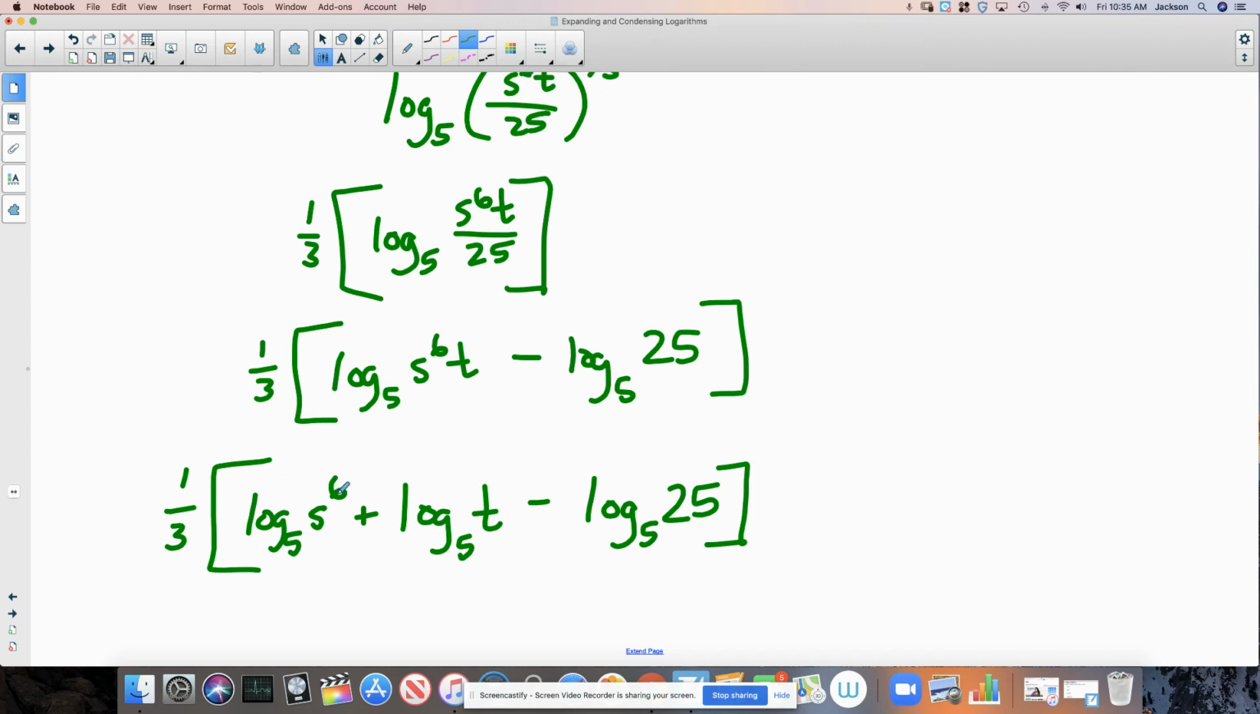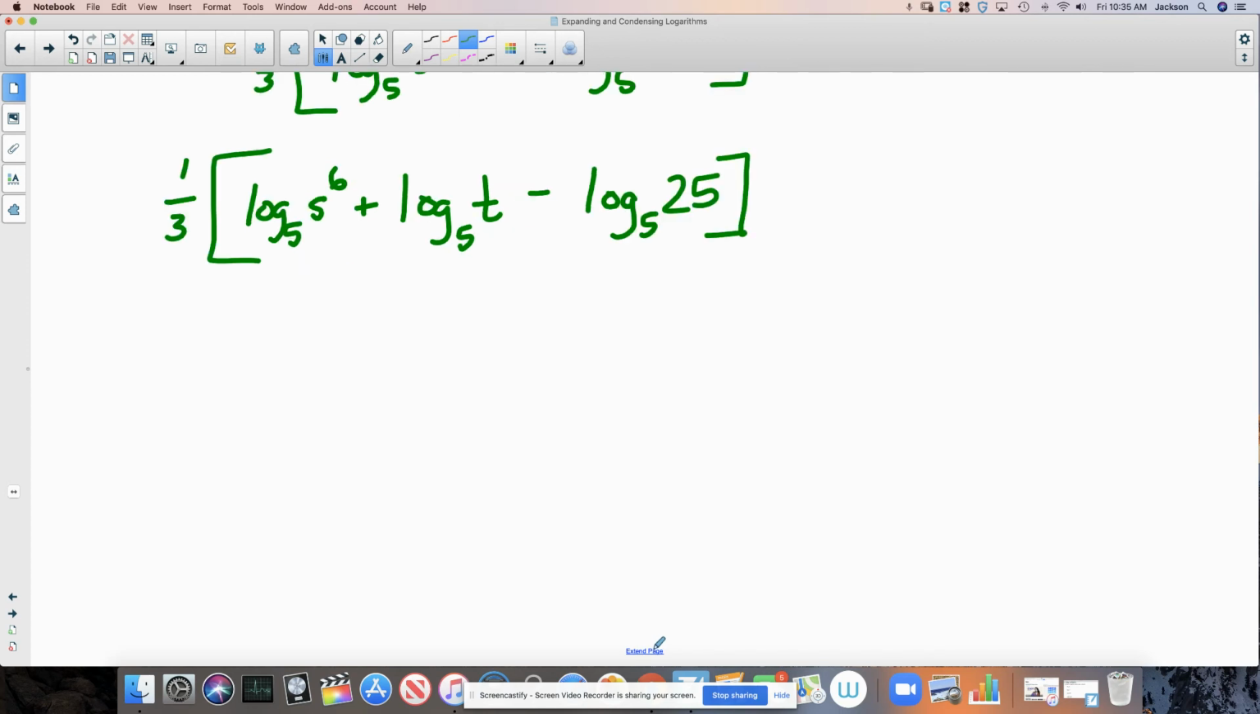Now I've got an exponent for the s here, and just the s that's inside, but that's all that's there. So now I'm going to write that 6 in front. So I've got 1/3. This 6 comes in front of this log base 5 of s. This logarithm has nothing, right? There's no power, there's no fraction, there's no product.